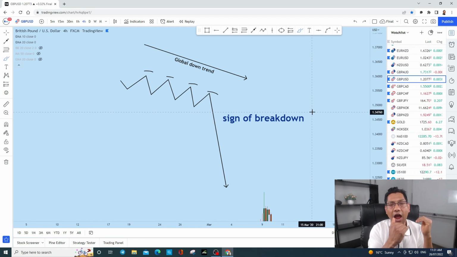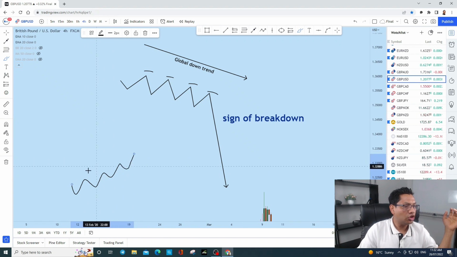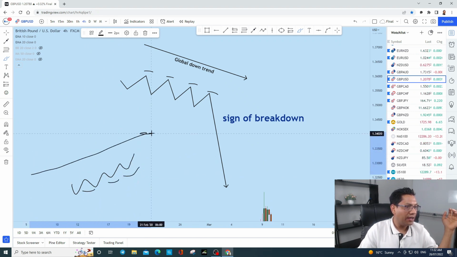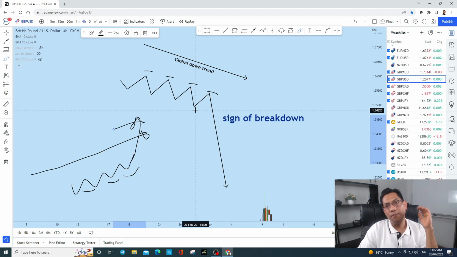Now if it is an uptrending market, the story will be the other way around. So if you see that a market is consolidating like this, creating a series of higher lows, and the global trend is up, this is a sign that this market will break to the upside. Okay, simple. Now let's see quite a few examples of this meaning.